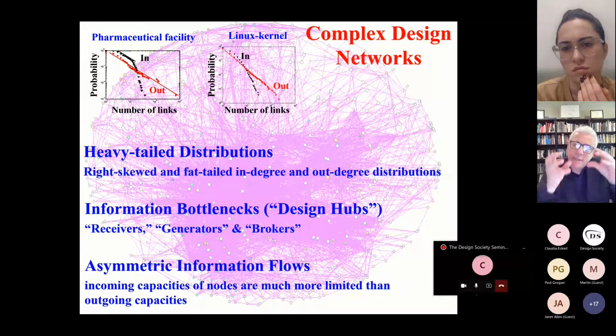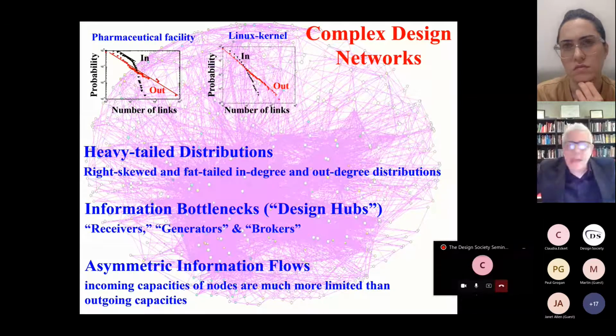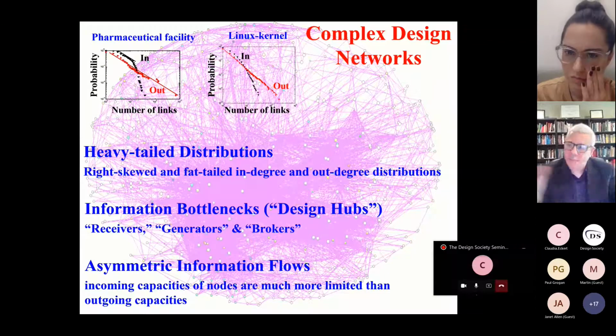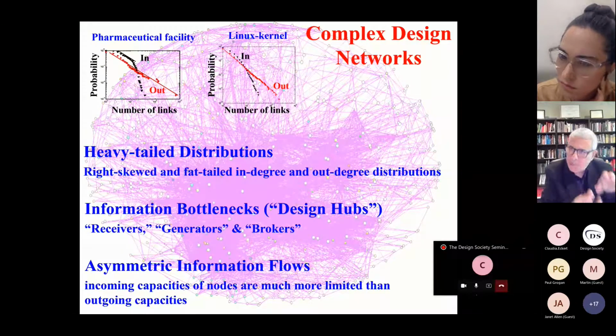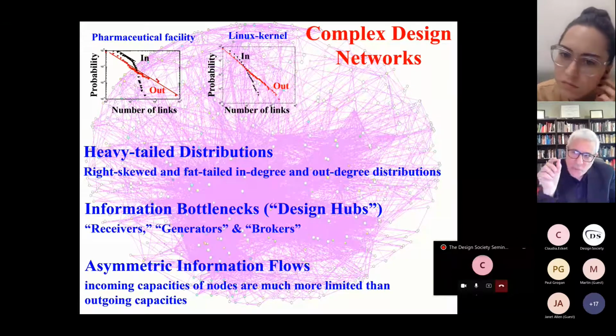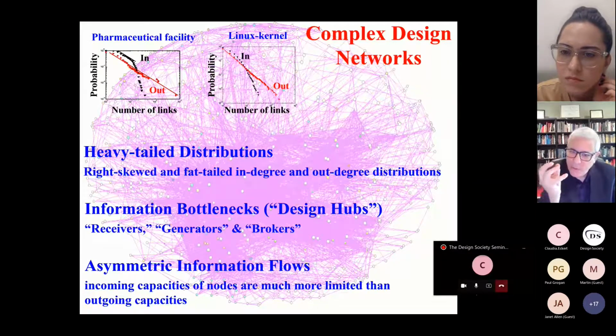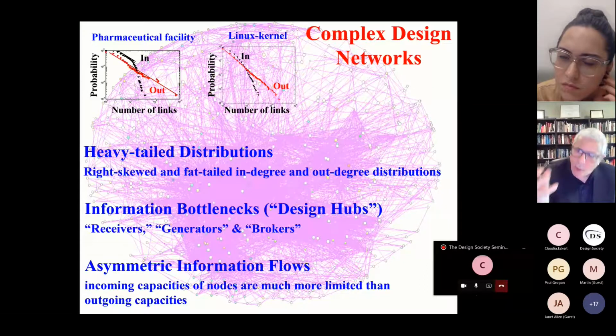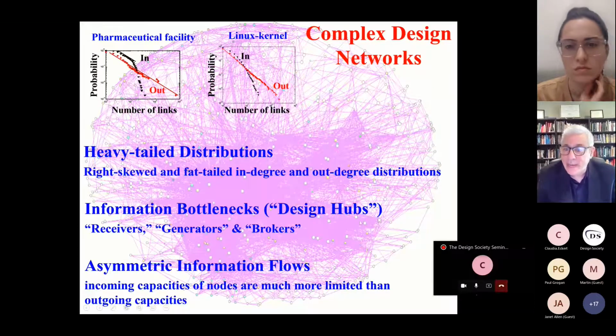And what I mean by heavy-tailed is that the distributions are right-skewed or fat-tailed. The meaning is that you have very few nodes that have a huge degree relative to all of the others that have small degrees. So most of the nodes have small degrees, while you have a small number of nodes that dominate the network, that have a large number of degrees. We call them design hubs.